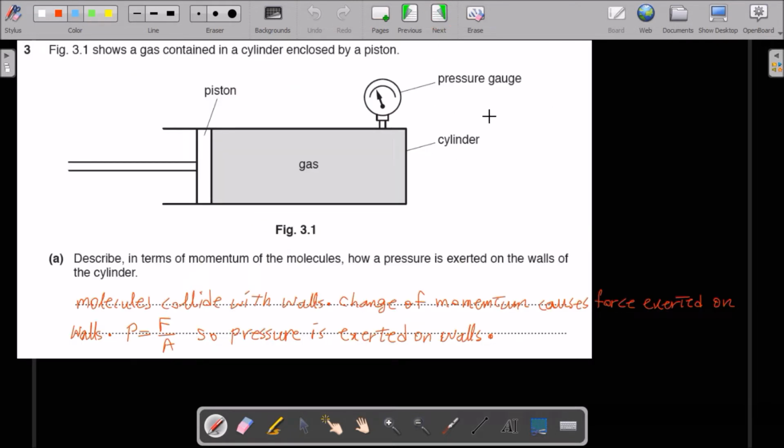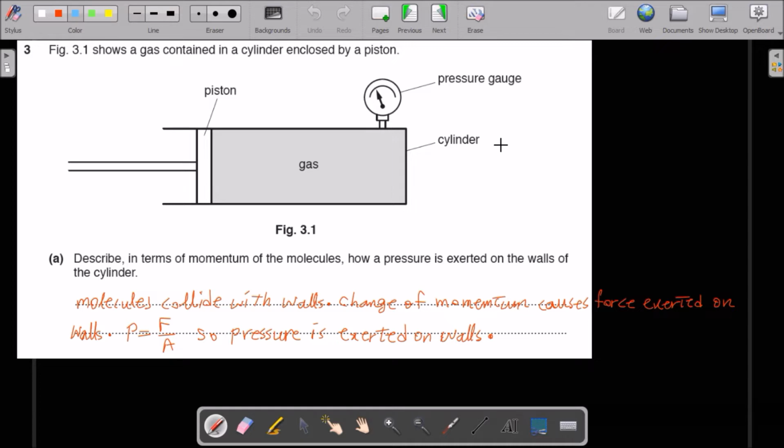Question 3. Figure 3.1 shows a gas contained in a cylinder enclosed by a piston. Describe in terms of momentum of the molecules how a pressure is exerted on the walls of the cylinder.